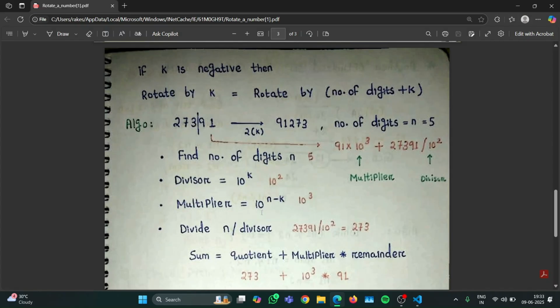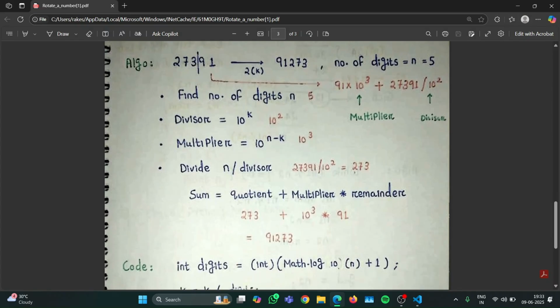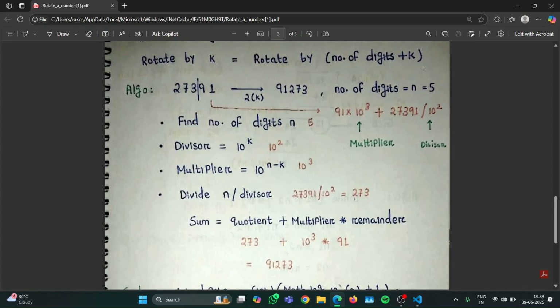So the multiplier value becomes 10 to the power 3. So we have to divide the number by the divisor to get the number that is to be pushed back, and then we have to multiply the value with the remainder. When we get the quotient of this number, 27391 by 10 to the power 2, what do we get? We get 273, because 27391 by 100 will give us 273 point something. That means our quotient becomes 273.